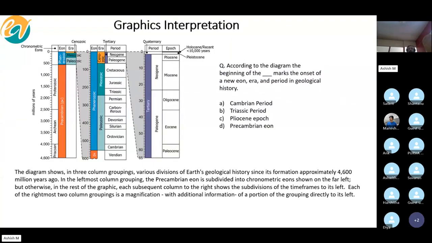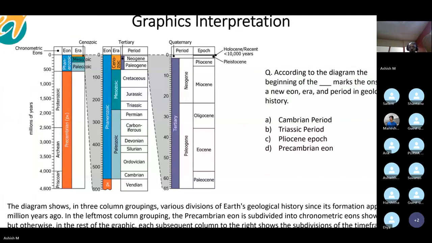Okay, according to the diagram, the beginning of dash marks the onset of a new eon, era, and period. Beginning of what marks the start of a new eon, era, and period? Obviously, here you have to look at the answer choices. Let's start with Cambrian period. Okay, Cambrian. So that's the answer? Okay, all right. Cambrian period. I'm not able to find the Cambrian period here. Second graph. Oh, here. Okay, all right, all right.